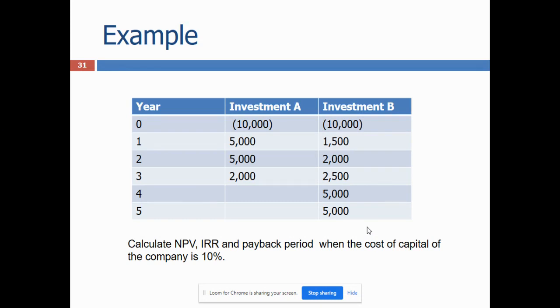Alright, so class, let's do an example. In this example, we're going to be using all the methods that we have learned, which is to calculate NPV, IRR, and payback period. So you have two investments, investment A and investment B, with the same initial investment but different cash flows.